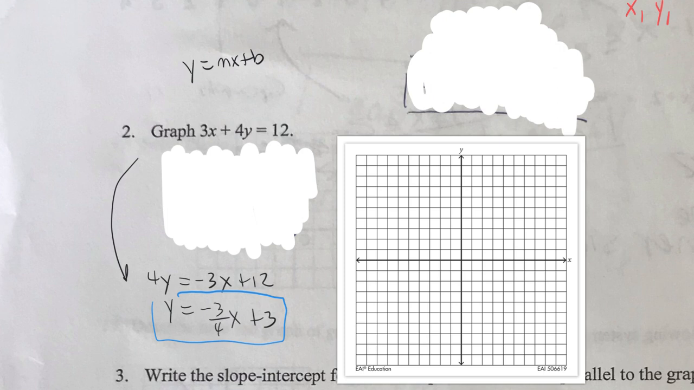All you have to do is start with the y-intercept. The y-intercept happens to be that positive 3. So that's right here. And then we also know the slope is down 3 to the right 4. So it's going to be down 3 to the right 4. And then you could just draw a line between those points there. Okay, so it would be a line that looks like that. Okay, so that is the answer to that one.